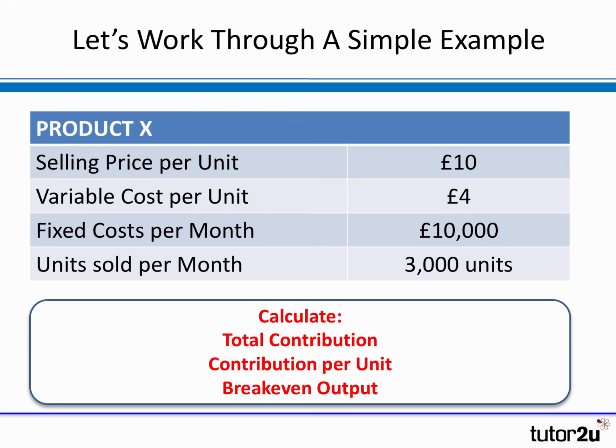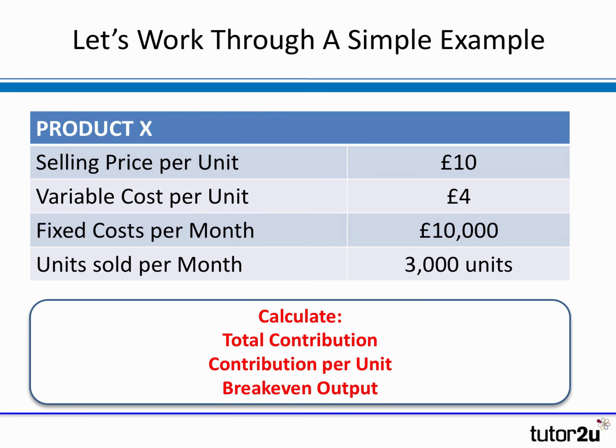There's an example on the screen there. Product X has a selling price per unit of £10 and a variable cost per unit of £4. We're told that the fixed costs of the business each month are £10,000, £10,000 per month. And we're also told that the business sells 3,000 units of product X.